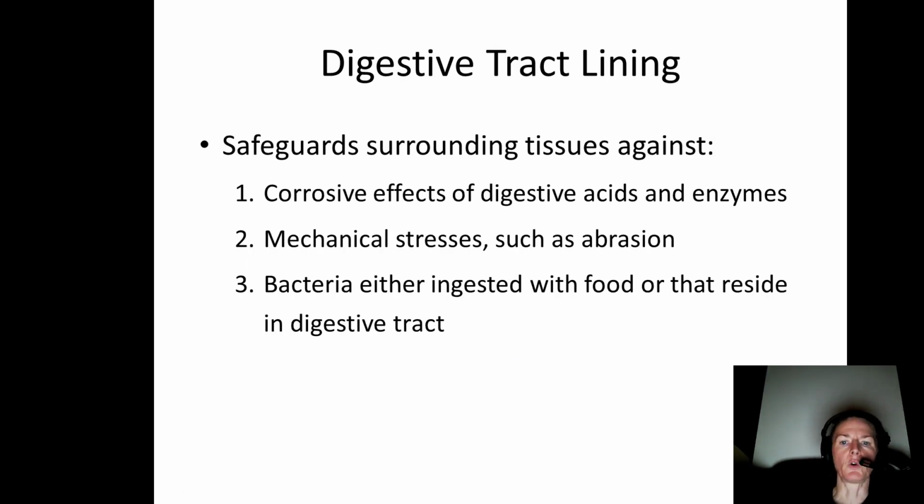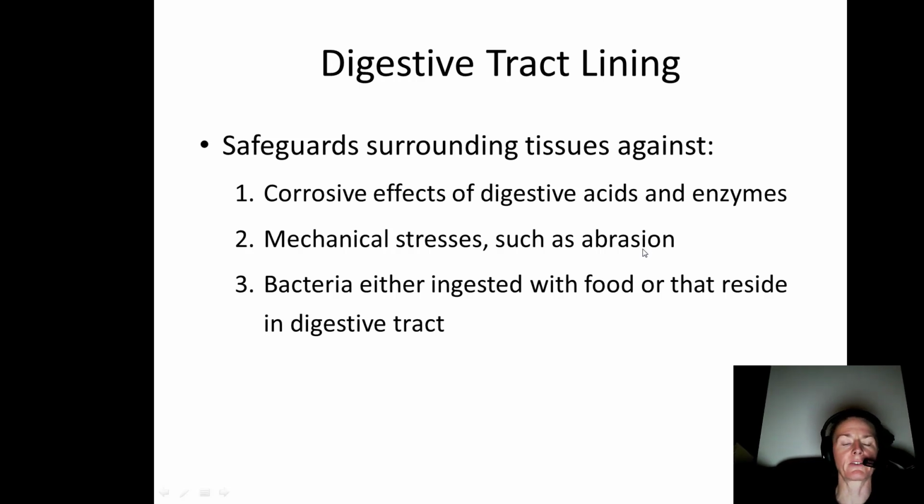All right, so we have to have safeguards against, for example, acids that we may not only ingest, but that we also produce. So as we said, the stomach has a thick coating of mucus, and it's going to be producing digestive acids like hydrochloric acid and things like pepsin, which are going to digest proteins. We're going to have mechanical stresses, such as abrasion.